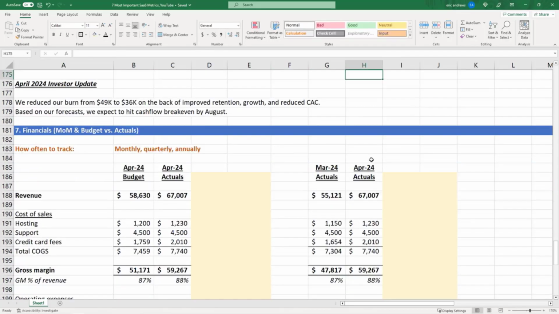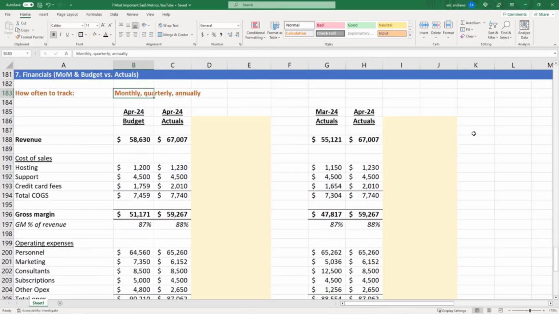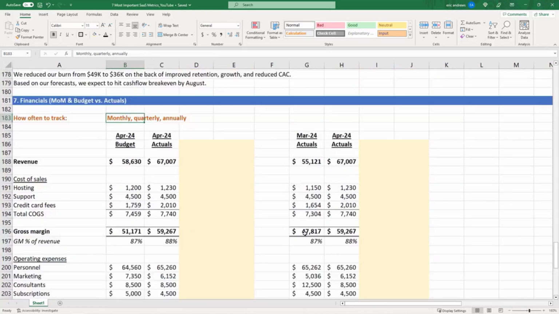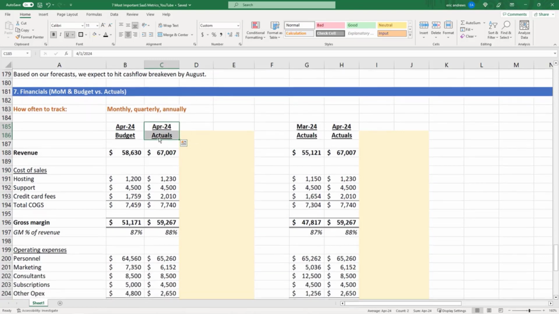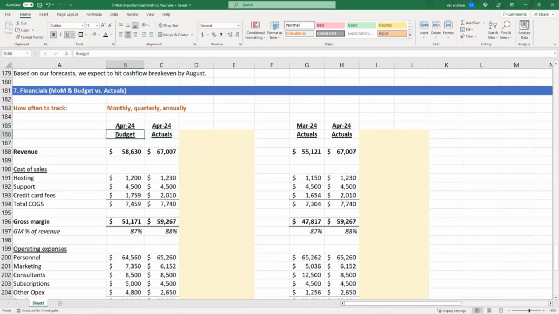So finally, financials. Here's how I recommend you think about your financials. You want to be sending out a monthly report on the financials of your company. We're saying here that we had April 2024 actuals versus April 2024 budget. Budget versus actuals is sometimes useful.